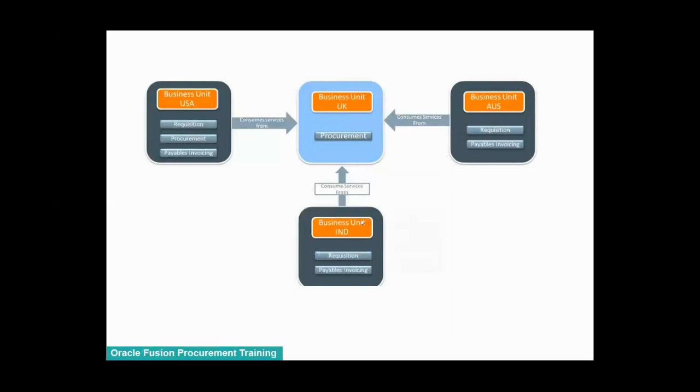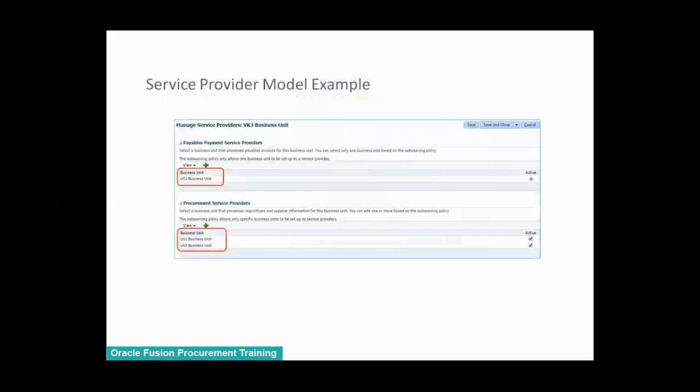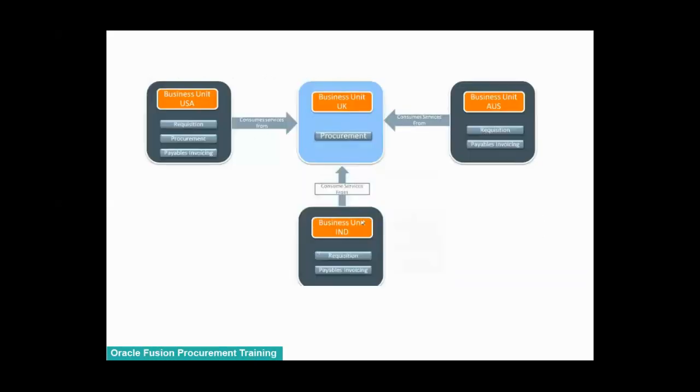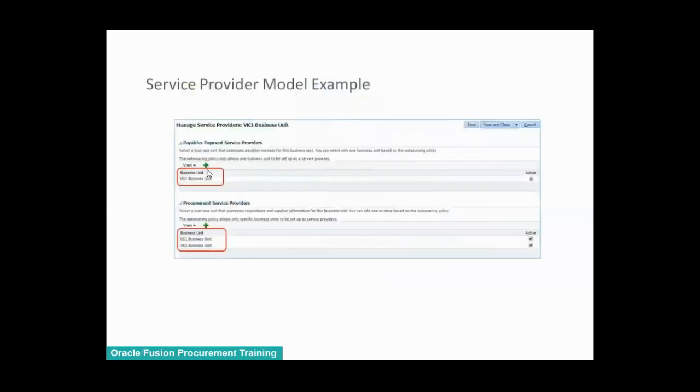Okay, this is called centralized procurement enabled. And while defining the India business unit, what should be the procurement business unit? UK. What should be the procurement business unit? UK. So that we have to configure in the system.